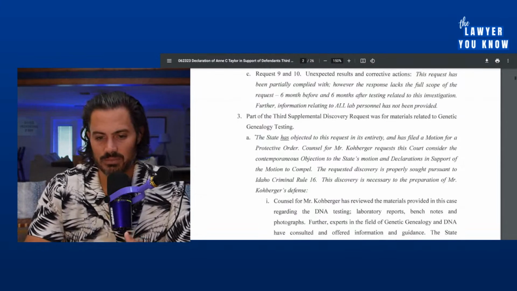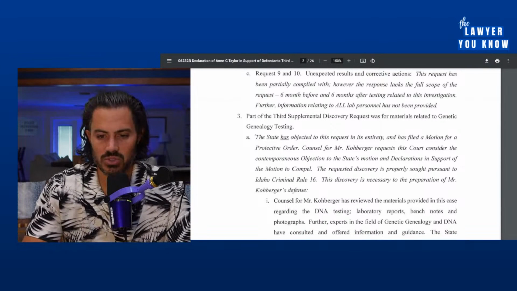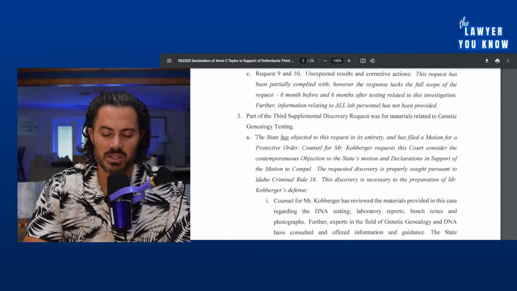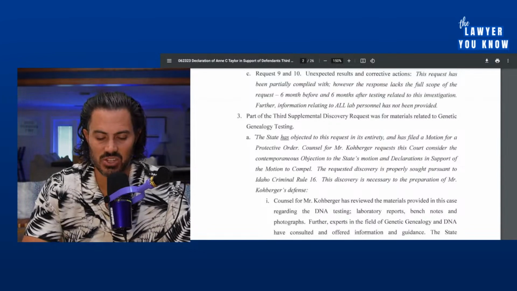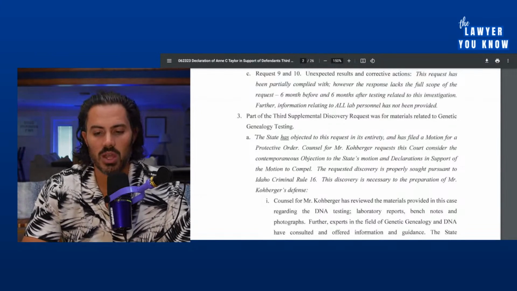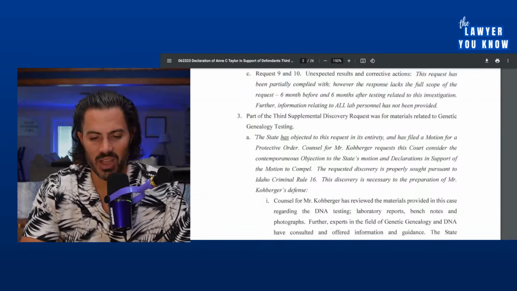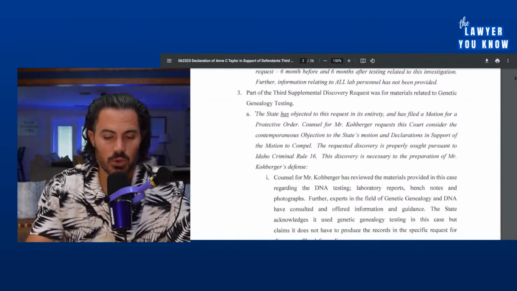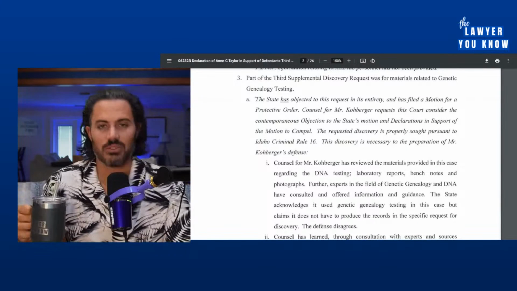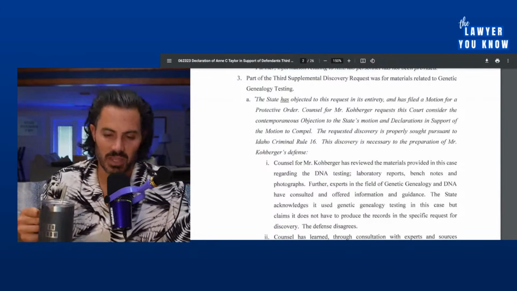Request 9 and 10. Unexpected results and corrective actions. This request has been partially complied with. However, the response lacks the full scope of the request. 6 months before and 6 months after testing related to this investigation is what they're looking for. Further information relating to all lab personnel has not been provided. And again, based on the state's motion, that's not something they've agreed to provide. They don't think that's discoverable. The judge is going to have to do what judges do, make a decision.